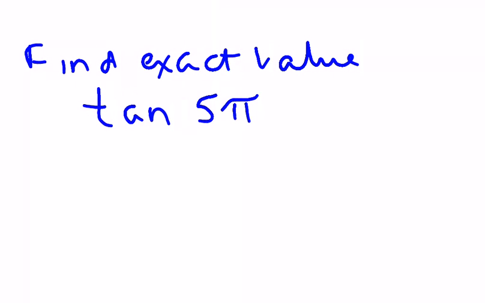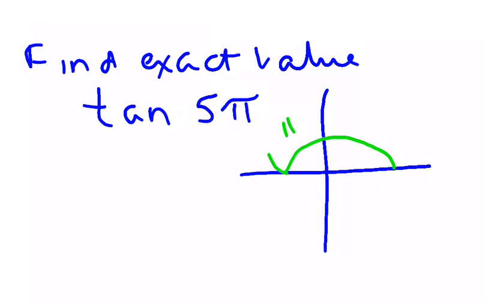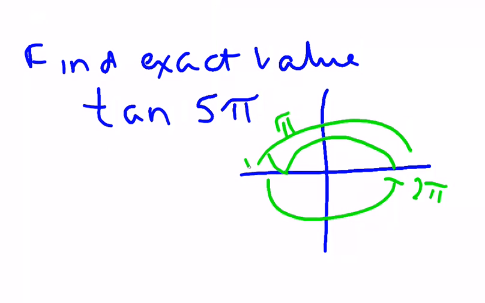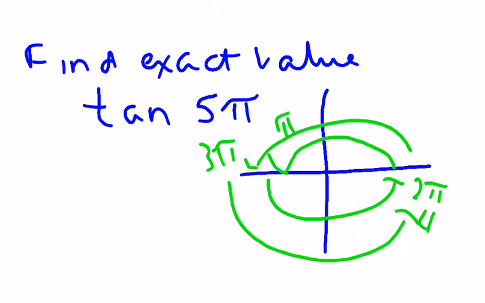So again, remember, if we look at our unit circle and we count by pi's, from here to here is pi, and then if we include this, now we're at 2 pi. If we go again, that's 3 pi. Again, that would be 4 pi. One more time would be 5 pi. So what we notice is that 5 pi is going to be coterminal with pi.